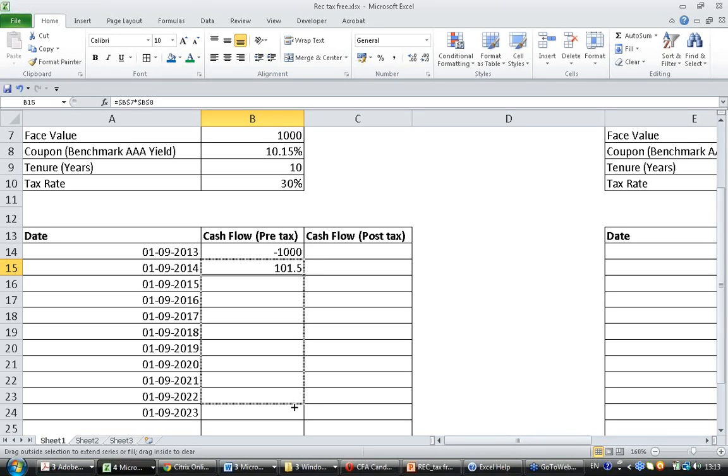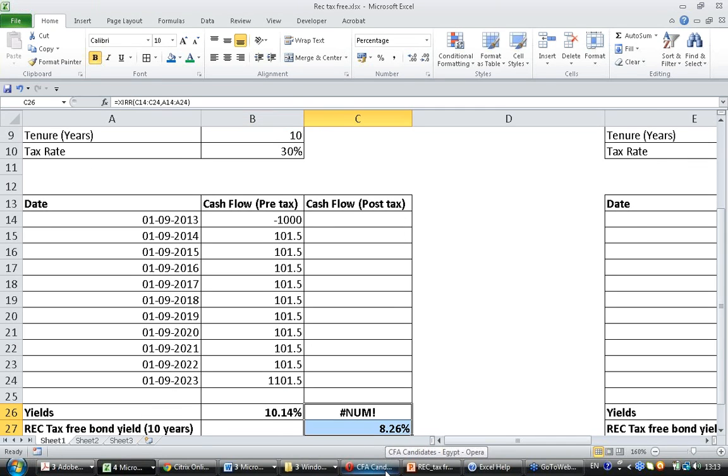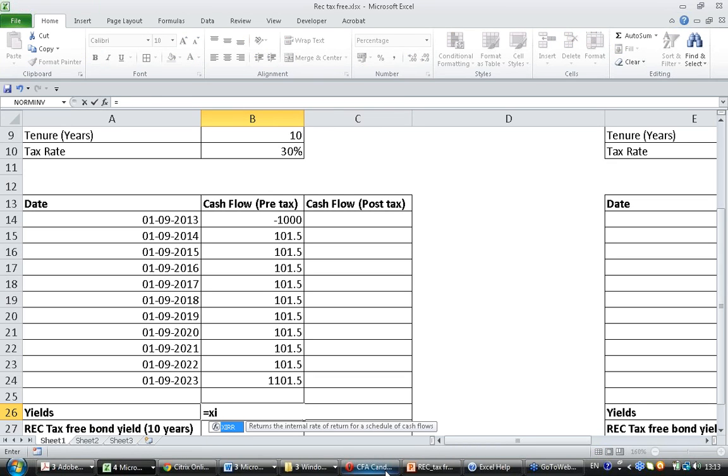So for 9 years, we will get this coupon of 101.5. In the 10th year, we will get this coupon, and at the end of the 10th year we will also get the face value of the bond back. For 9 years, we are getting only interest, that is 101.5. In the 10th year, we are getting the 10th year's interest plus the principal amount of 1000. So let's find out what is the yield on this bond. The yield on this bond can be found out using a function called XIRR.